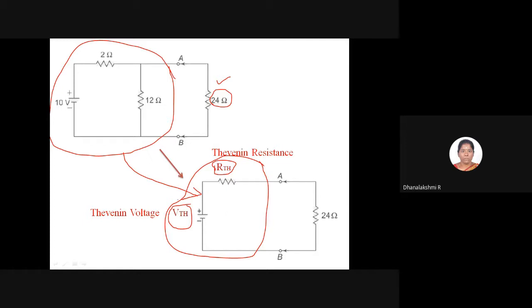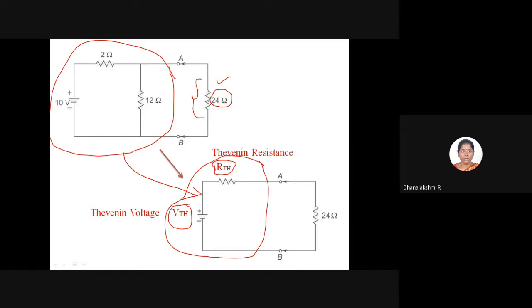Now we want to know how to find the Thevenin voltage as well as the Thevenin resistance. For that, we have to identify our load resistance. Here the load resistance is 24 ohm, because it is in this 24 ohm that we are going to find the current flowing. Right?